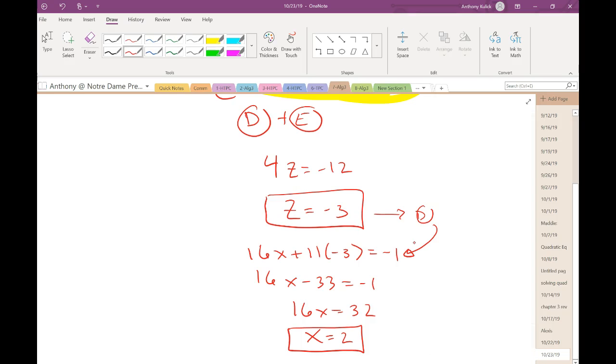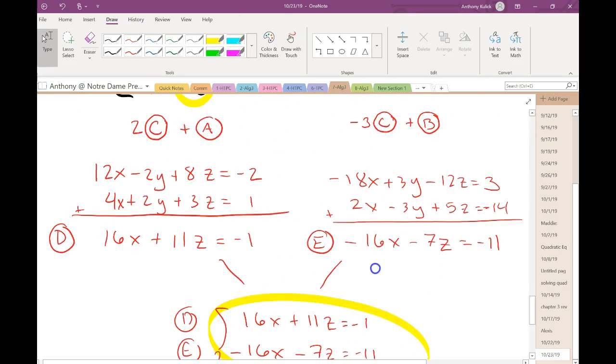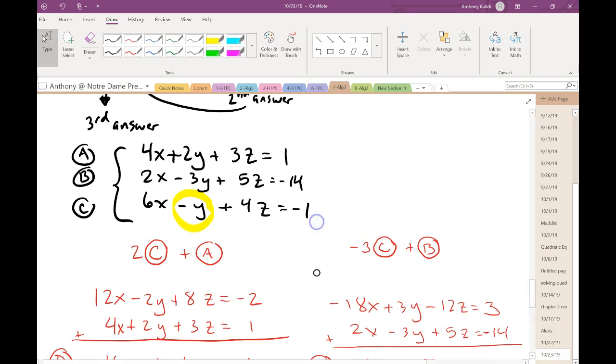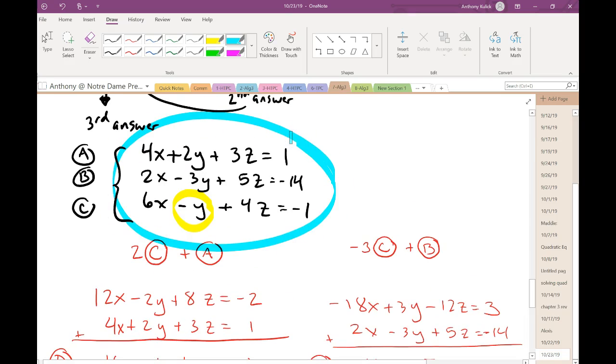We have just one more answer to get. How am I going to get that third answer? I need to plug it into one of the three variable equations at the very beginning. Does it matter which of the three I choose? No. For the sake of argument, I'm going to plug it into C. You know, I just picked C because the y already had a coefficient of 1.